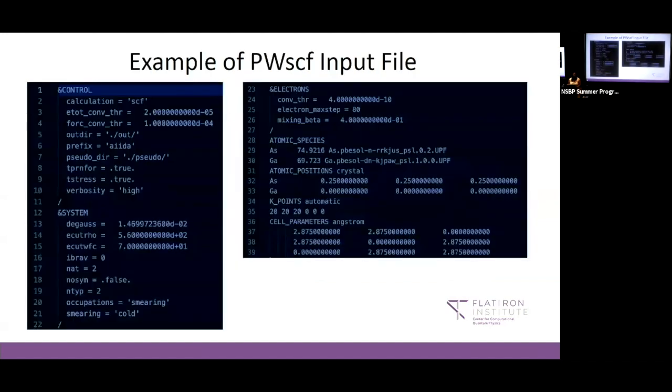Here is an example of that input file. So the first thing that you should notice is the fact that it is in a language that is not exactly user-friendly, right? The next thing is that this file is an example file that was already provided by the Quantum Espresso website. What that means is that if you have your own structure that you want to study, you have to create a file that's similar to this, right? So that's a pain.